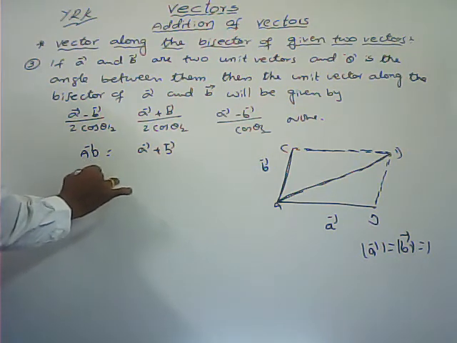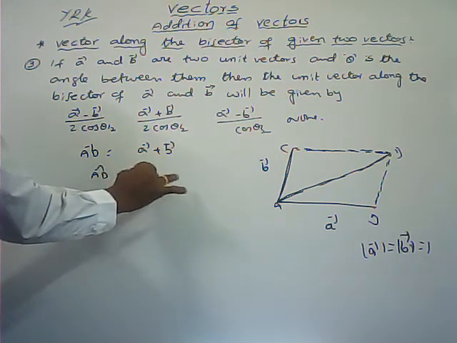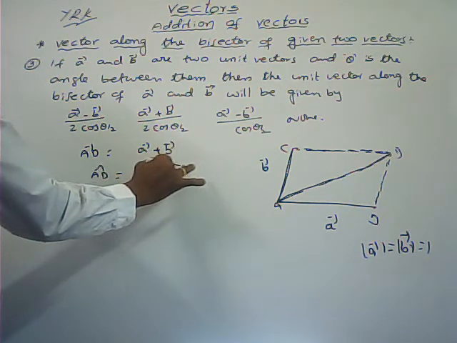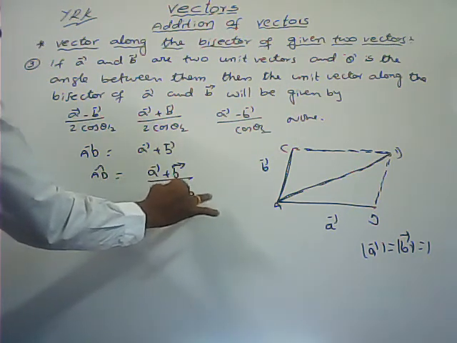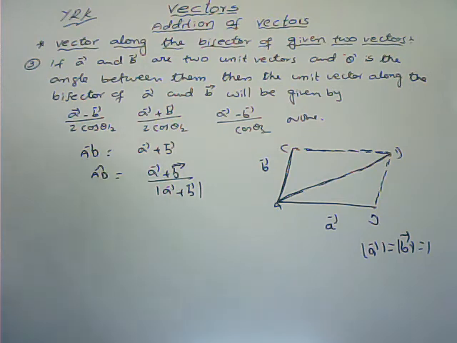Unit vector means AD cap. I want A bar plus B bar by modulus of A bar plus B bar. The vector should be divided by its modulus. That one we say, if I take the modulus, we can get a 1 only. So that is the unit vector along the bisector of A bar and B bar.